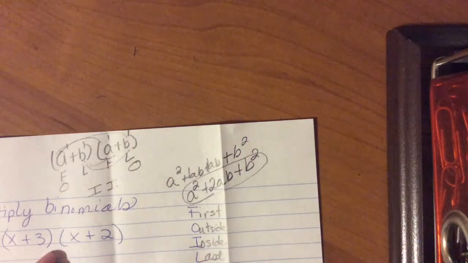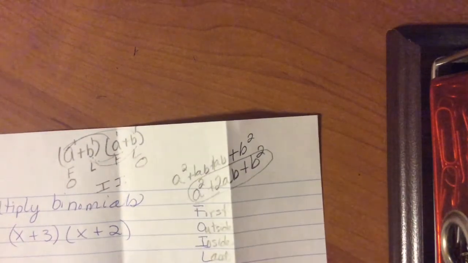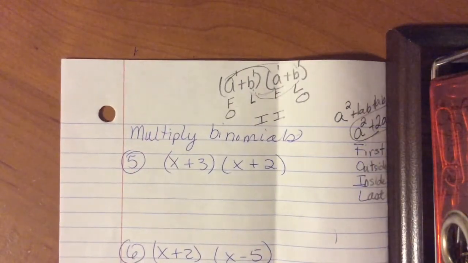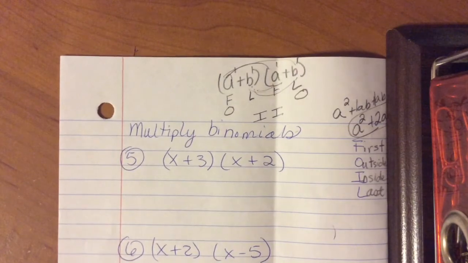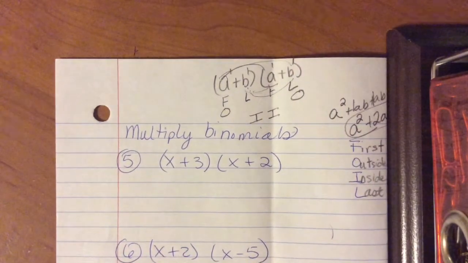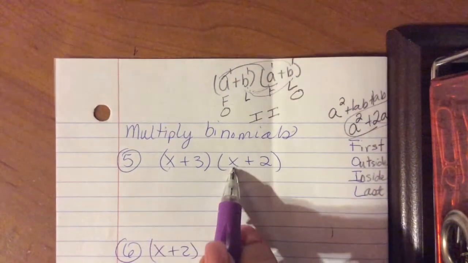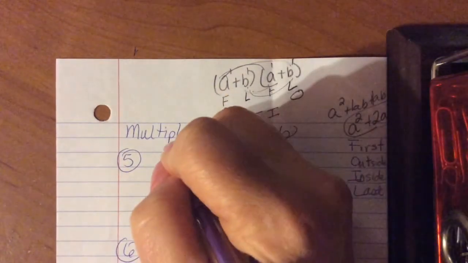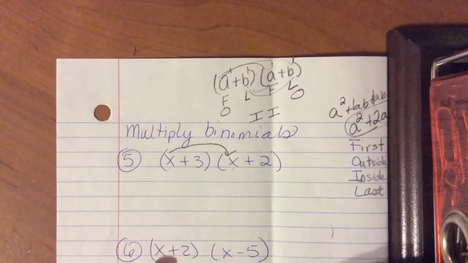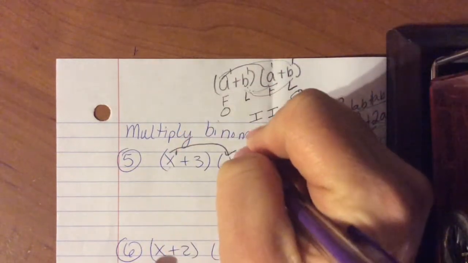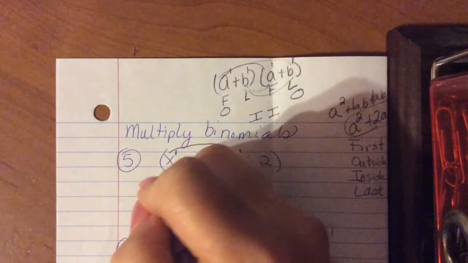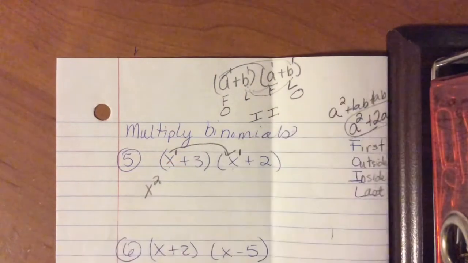Now let's see how that looks when we have numbers. Going back to this problem here, where I have x plus 3 and x plus 2. The first thing, we do our first. The x is the first in this one, this x is the first in this one. So I'm going to multiply those. Remember they each have an exponent of 1 even though it's not written there. So that one becomes x squared.